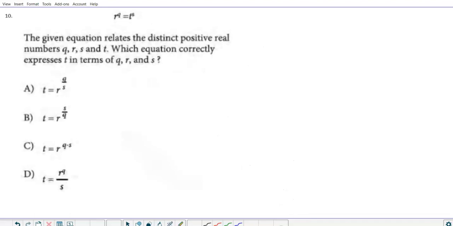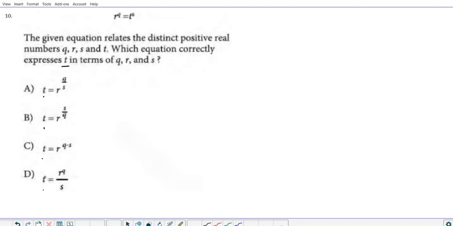This is kind of a weird equation. It says, given the equation, with distinct positive real numbers, which equation correctly expresses t? So it's saying solve for t. You can see that if you glance at these answers. You see how they're all solved for t? We're trying to solve this equation for t. Well, it's kind of a strange move, right? Like, how do we solve an equation for t?